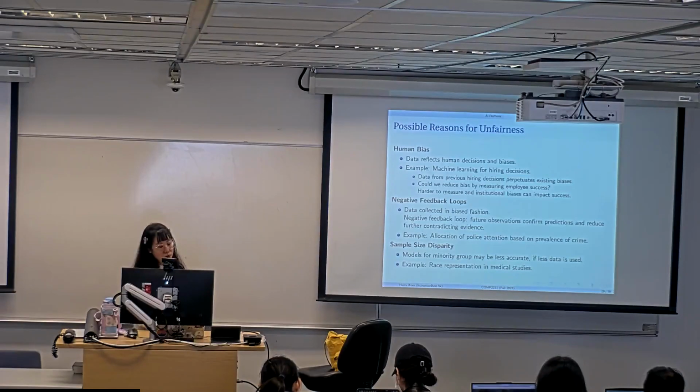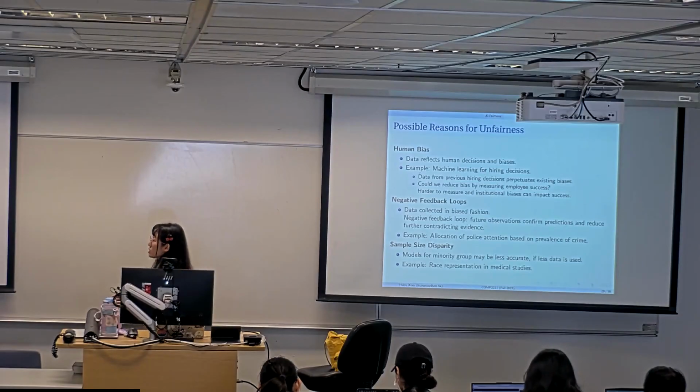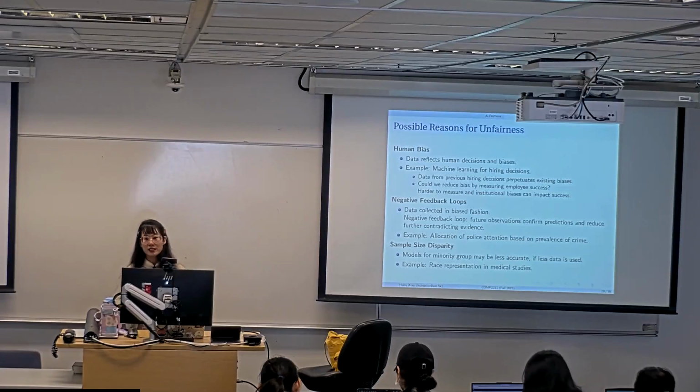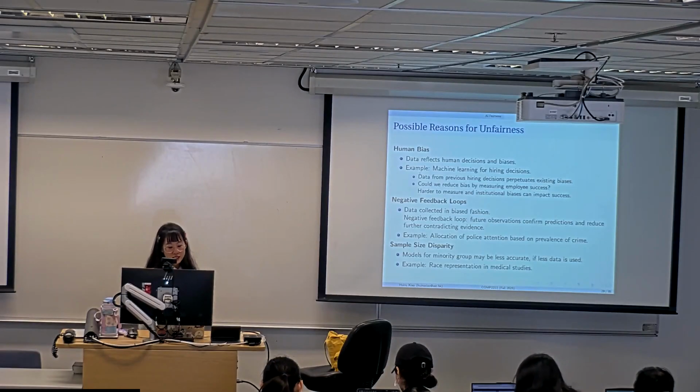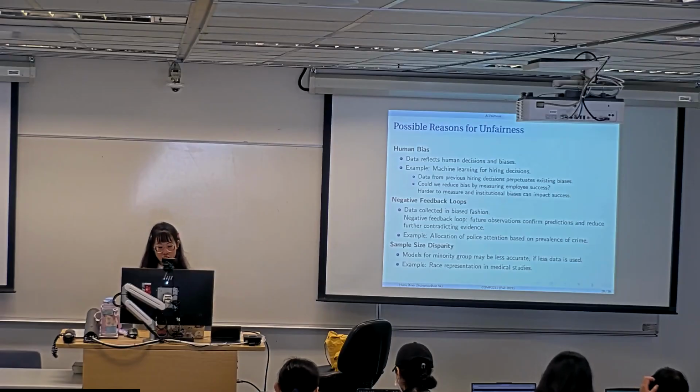Then the data from previous hiring decisions works as training data. However, this data already perpetuates some existing biases. For example, maybe in history the company tended to recruit white people, or tended to recruit males instead of females. In this case, the data from all the previous hiring decisions is already biased, and they will perpetuate the biases into future decisions.